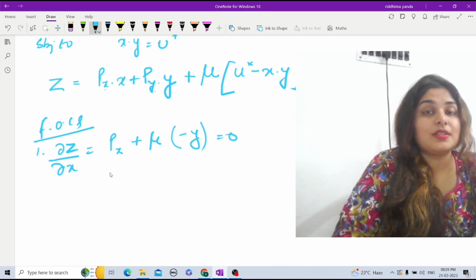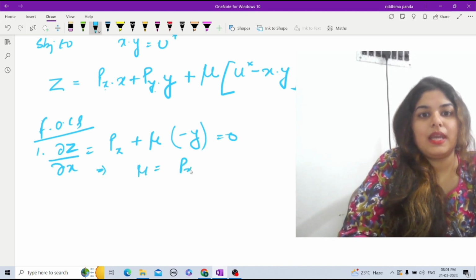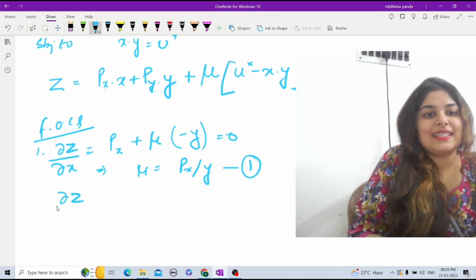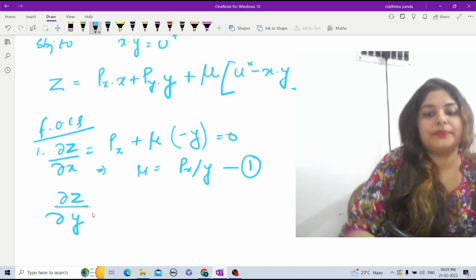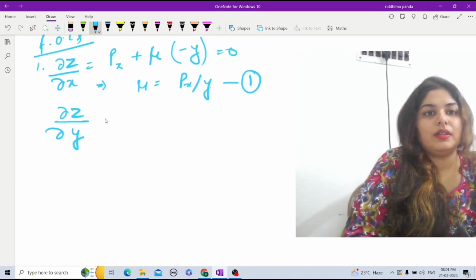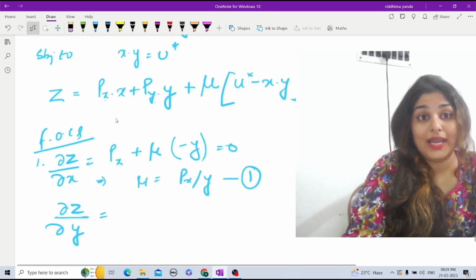This is equal to 0 since this is the first order condition. Now solving this, we get mu is equal to px by y. Let's say this is equation 1. Second is delta z by delta y.